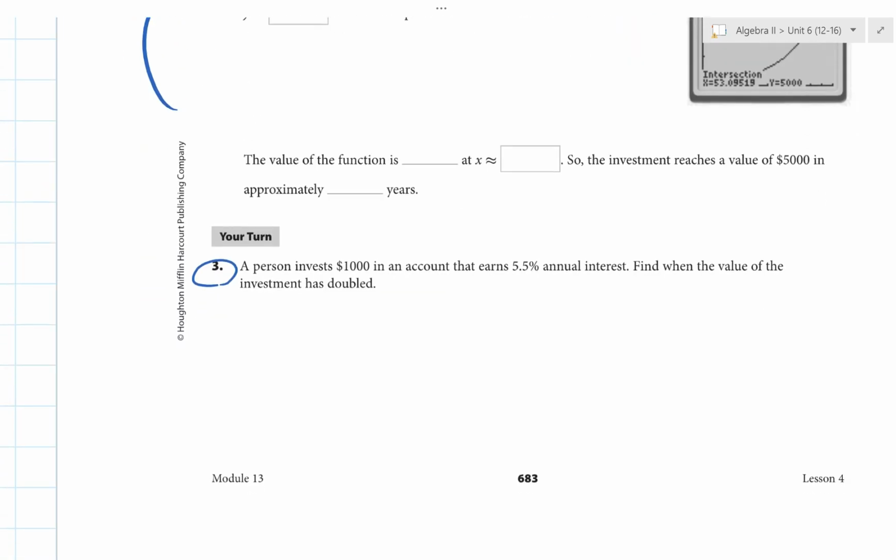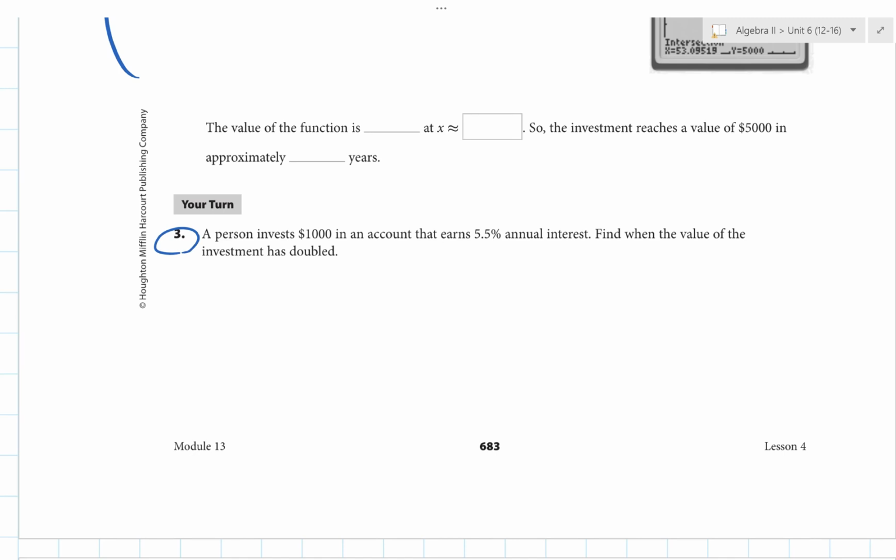So if you go to the bottom of that page, go ahead and try problem number 3 in your groups. We're investing $1,000 at 5.5%. We want to know how long it's going to take for the investment to double.